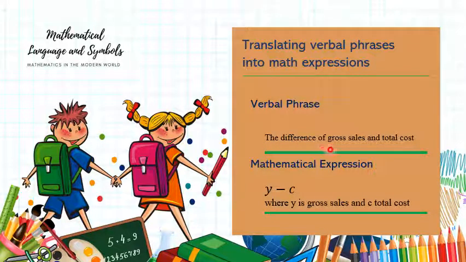Next, the difference of gross sales and total cost. The difference of is subtraction. Gross sales and total cost are unknown, and therefore they should be represented with a variable. So Y minus C, where Y is gross sales and C is total cost.